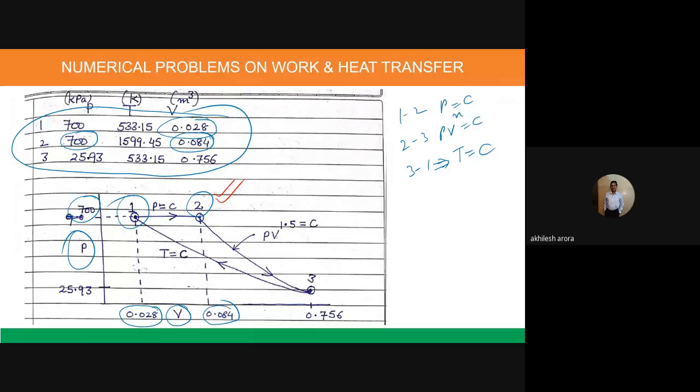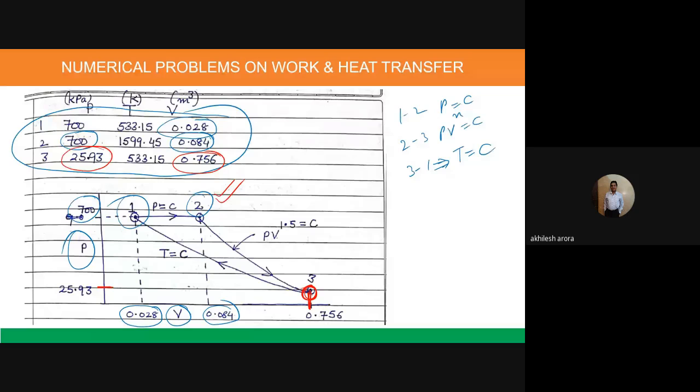Now let us go for point number 3. Once again, it's a pressure volume diagram. Pressure is known to me and the volume is also known to me. You can see this pressure is lower, whereas the volume is higher. So that means this point will lie somewhere here. This is 25.93 and this is 0.756. So I can locate it.